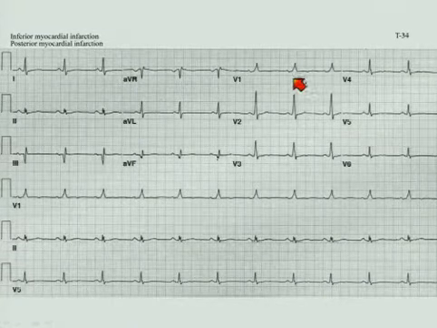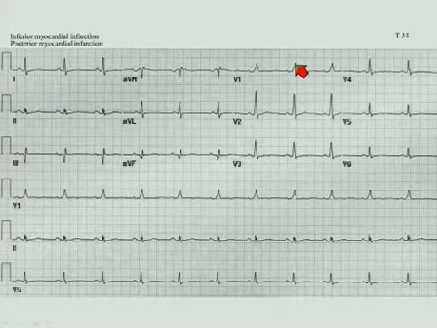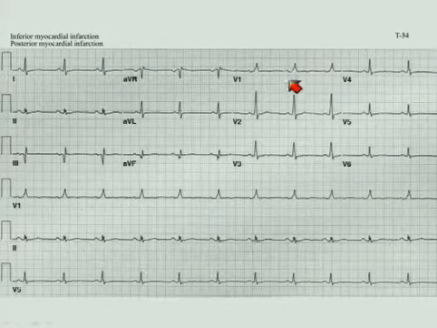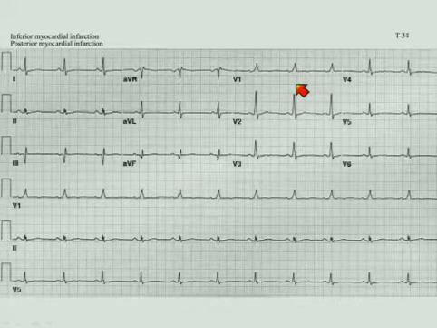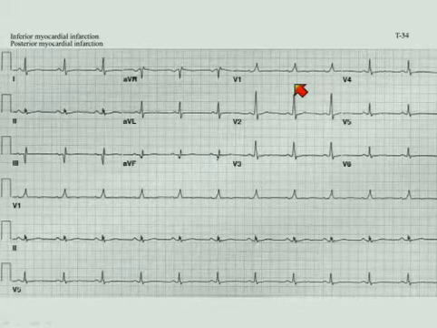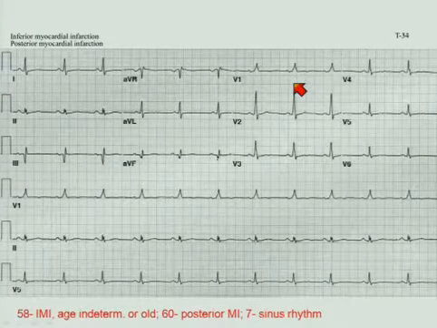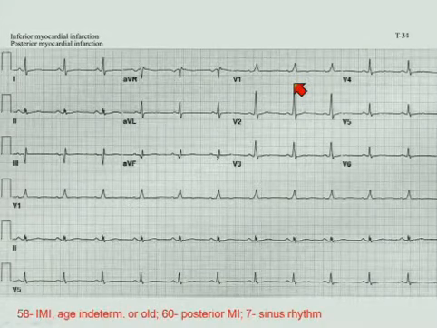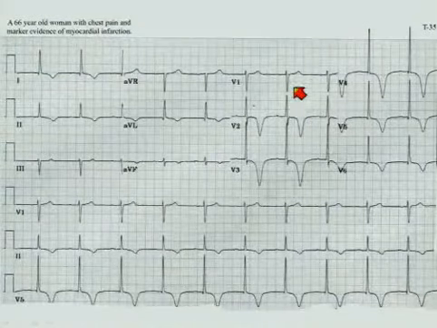the Q wave. Posterior infarction, when it occurs, usually is in the setting of an inferior or a lateral myocardial infarction. There are electrocardiographic examples, though, of isolated posterior infarction. I'll show you one of those a little later on. So this would be 58 inferior MI, age indeterminate or old, number 60 posterior MI, and number 7 sinus rhythm.